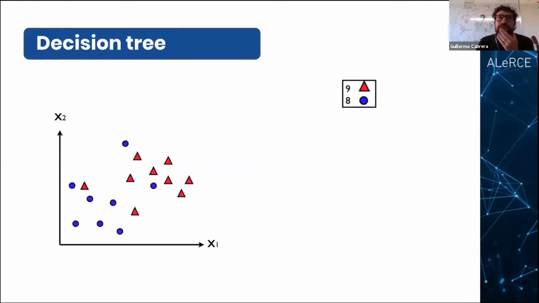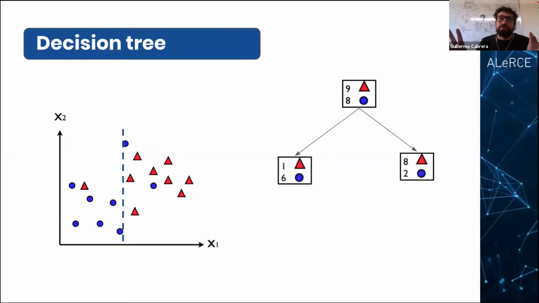An example of this is what a decision tree is. Let's say I want to classify here between triangles and circles. I can say, okay, I'm going to split X1 in this case by a line, right? And by doing that, I'm going to have two subgroups. The one on the left has 1 triangle and 6 circles. The one on the right has 8 triangles and 2 circles.